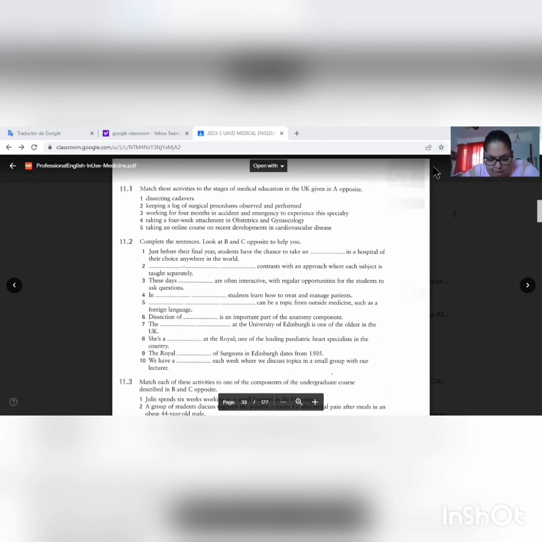The medical school at the University of Edinburgh is one of the oldest in the UK. She is a consultant at the Royal, one of the leading pediatric heart specialists in the country. The Royal College of Surgeons in Edinburgh was founded in 1505. We have a seminar each week where we discuss topics in a small group with our lecturer.